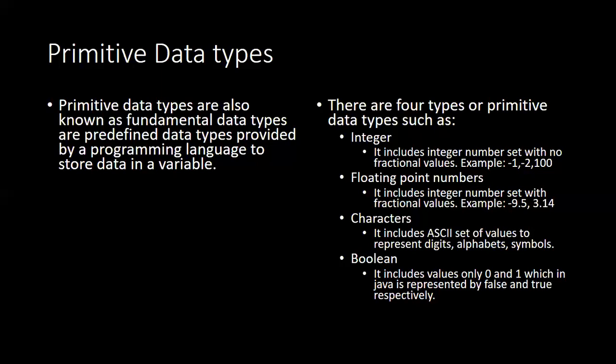And character is the set of values which represent from 0 to 65,535 range. So this has no negative values, since it only represents Unicode and ASCII code, which is used for representing digits, alphabets, and symbols. And Boolean is the final data type, which is the simplest one, representing 0 and 1, which we will be commonly seeing in relational data types and operators.